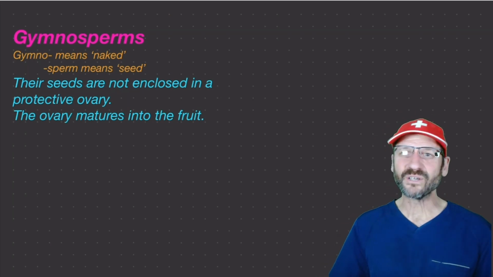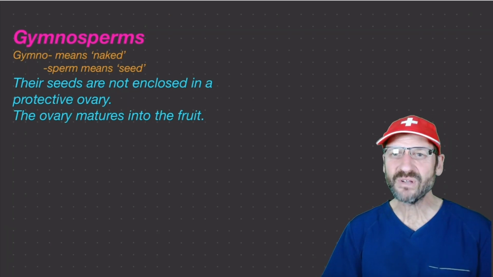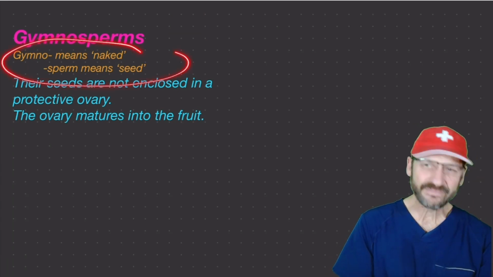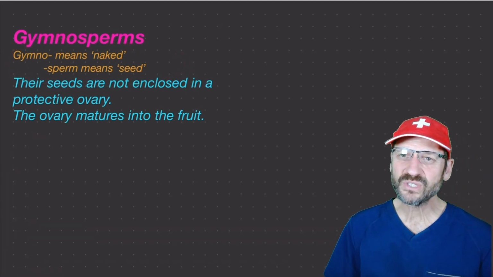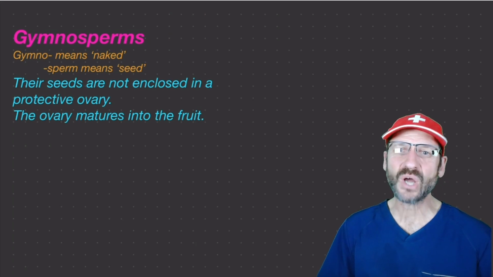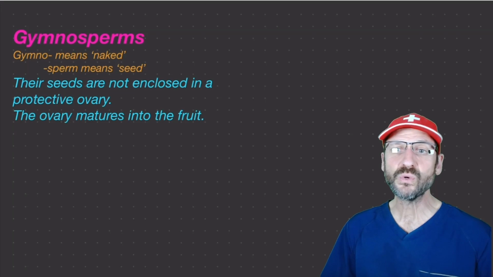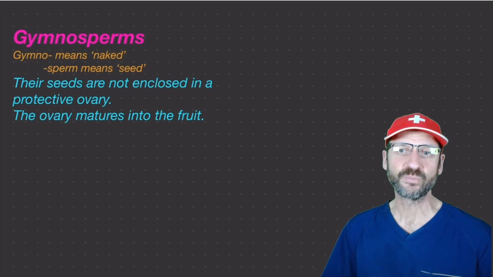Gymnosperms are the older of the seed plants. The word gymno means naked and sperm means seed. You can see that here. Gymnosperms are a group of seed plants whose seeds are not enclosed in a protective ovary. The ovary is what matures into the fruit in the angiosperm.